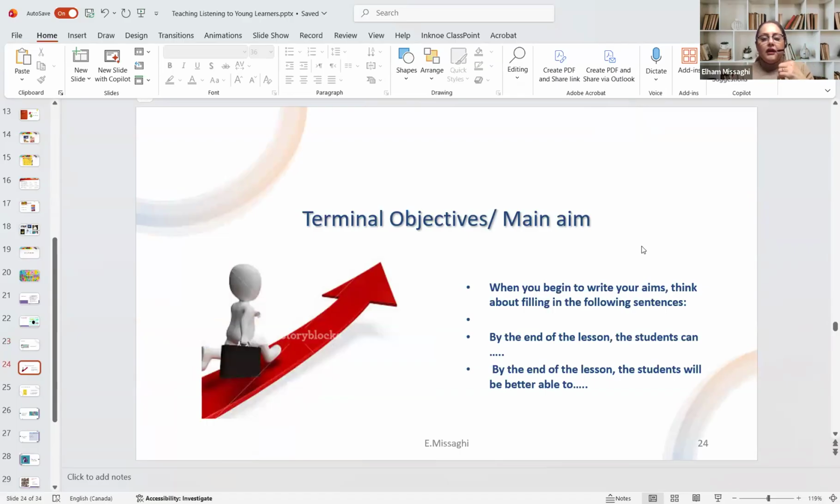When you want to write your listening lesson plan, what is the very first thing? What's the level of your students? What's the background? What do they know? That assumption. Then what is the topic of the class or of the lesson? And what's the final result of this session, which we call the terminal objective?